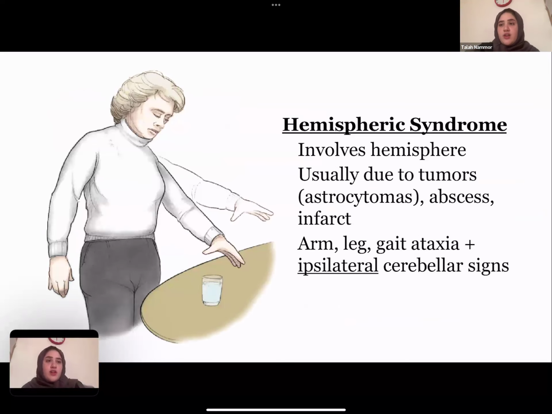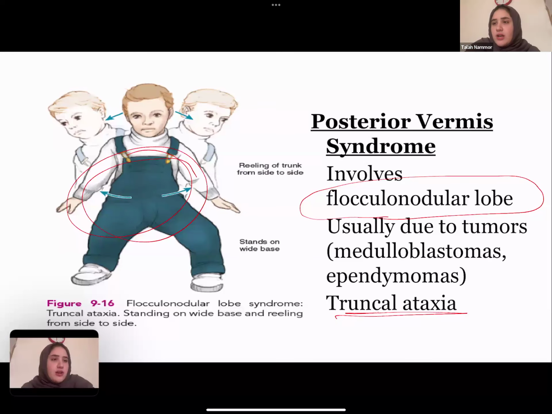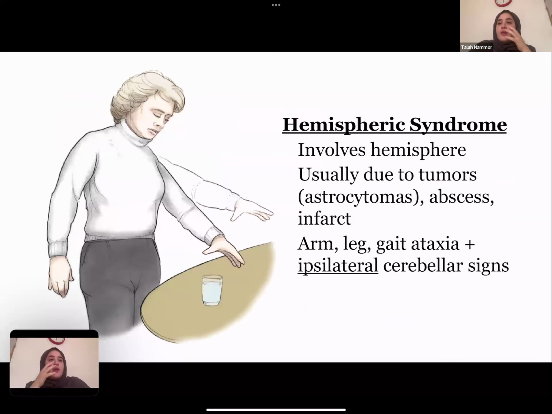Something else is called hemispheric syndrome. Oh, sorry, I forgot to say, usually anterior vermis syndrome is due to alcohol abuse, and posterior vermis syndrome is due to tumors, like medulloblastoma or ependymomas. So they're usually due to tumors.